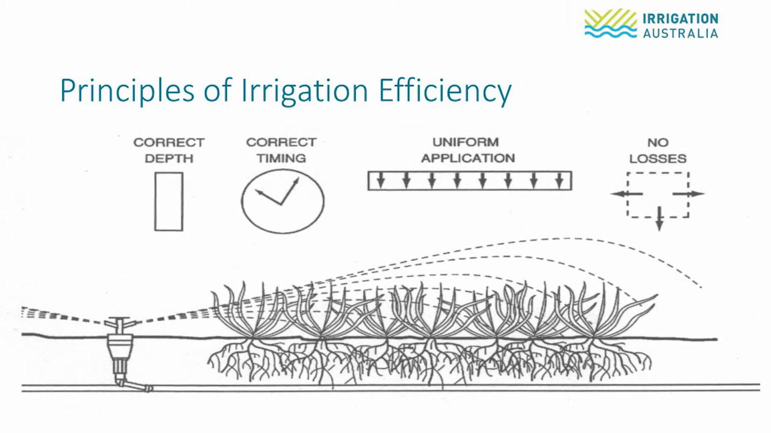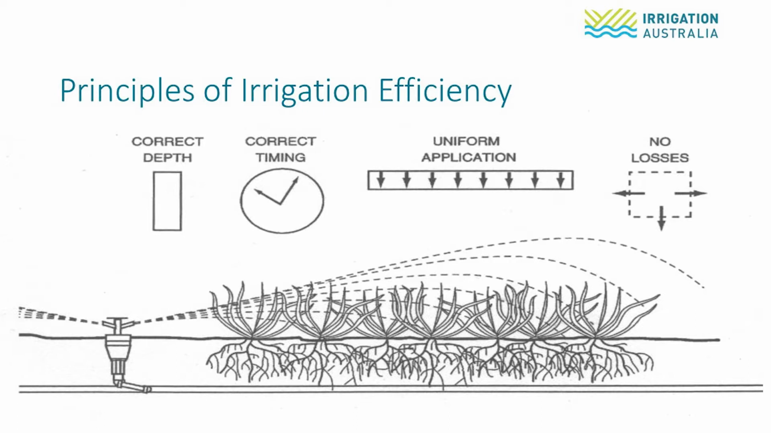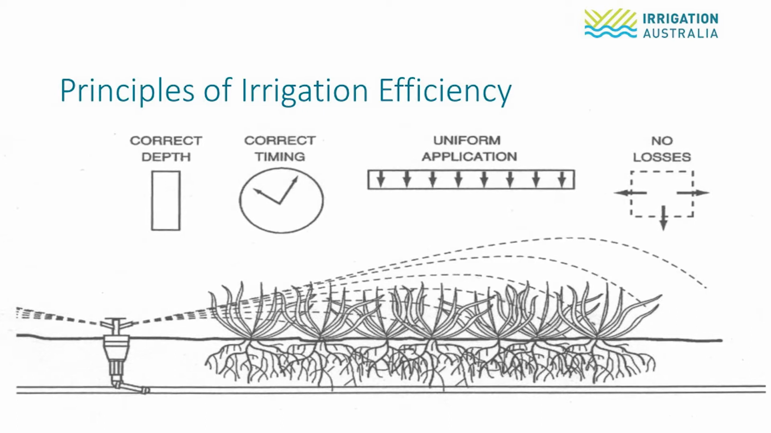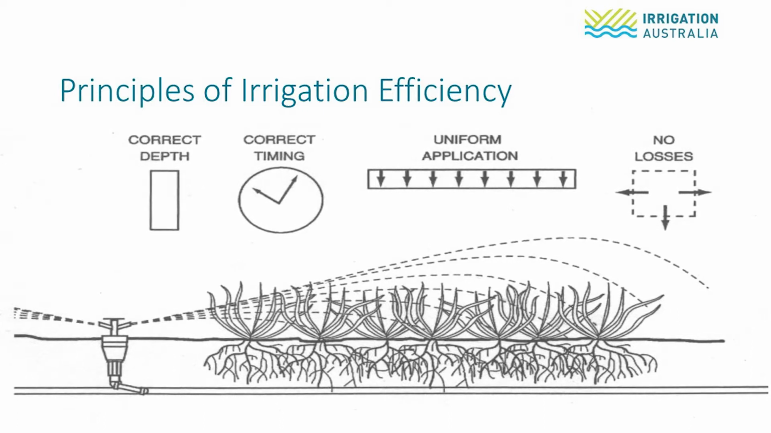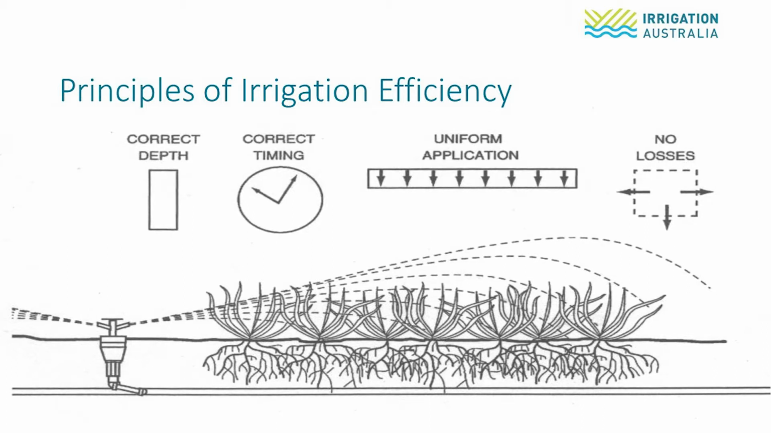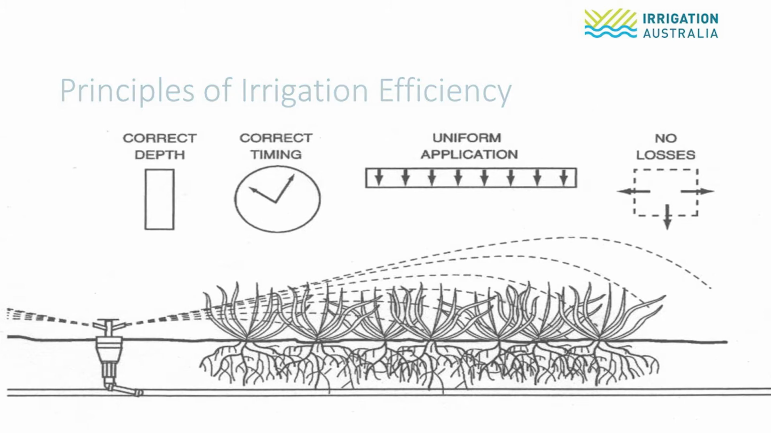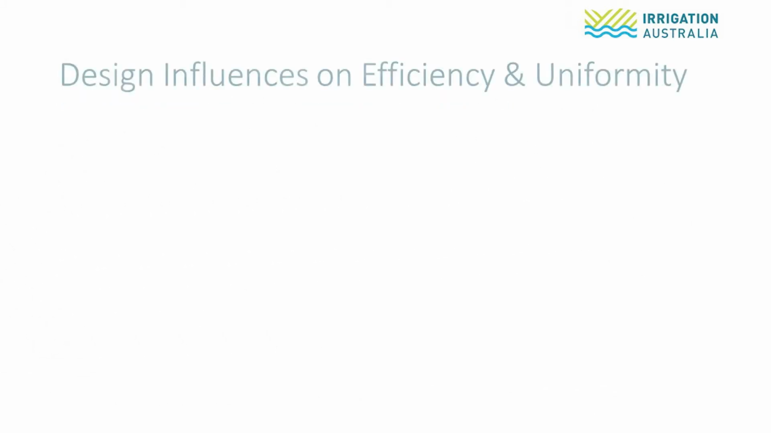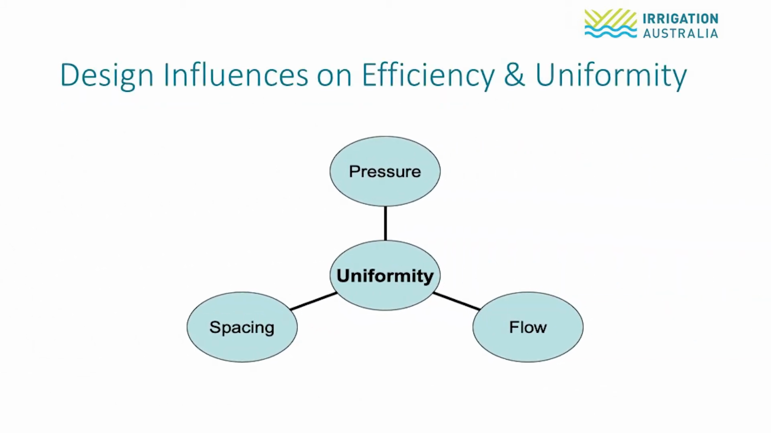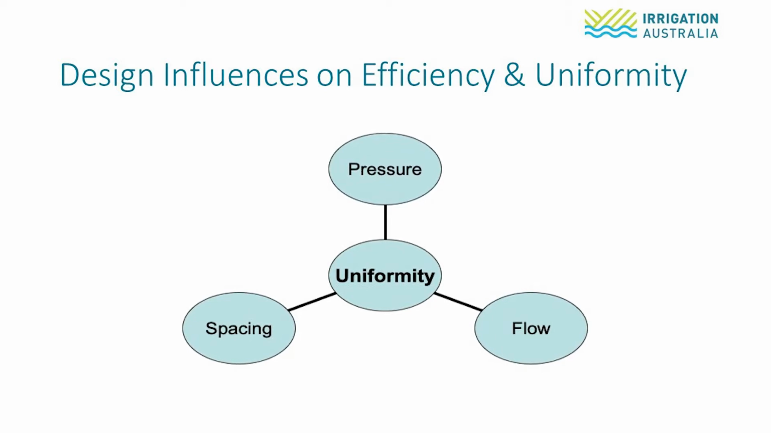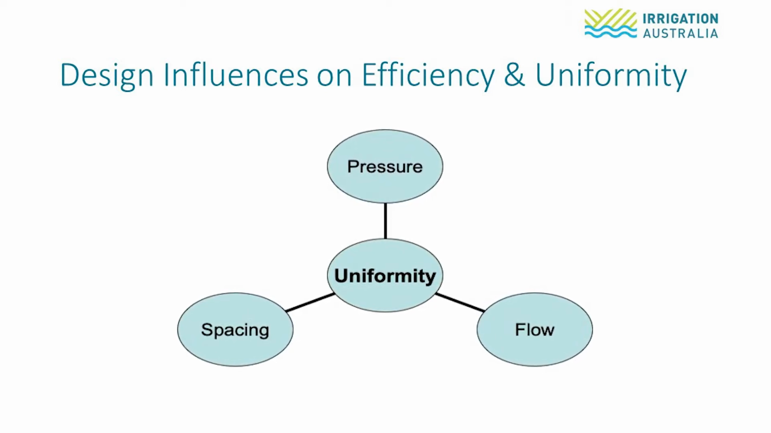Uniform application, to supply adequate water to all parts of the garden evenly so all plants receive the same amount of water and plant growth and health is consistent. No losses, minimising water waste from overspray and runoff. Irrigation system design must correctly consider pressure, flow and spacing for uniform water application.